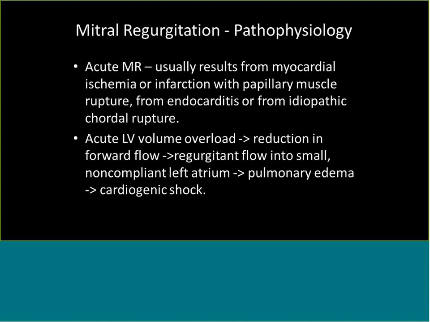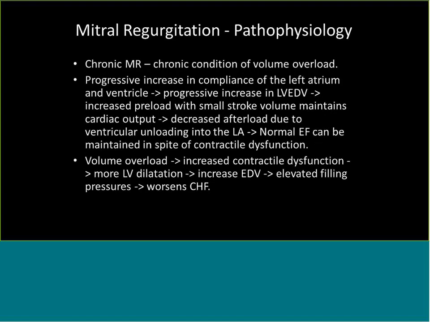This acute left ventricular volume overload from the regurgitant volume, the reduction in forward flow into this small, non-compliant left atrium. So our left atrium is not used to that regurgitant flow, and this causes pulmonary edema and cardiogenic shock. Chronic is progressive. So it's a chronic condition of volume overload. This progressive increase in the compliance of the left atrium, that stretching of the left atrium and ventricle, causes a progressive increase in the left ventricular end diastolic volume. There's increased preload with a small stroke volume.